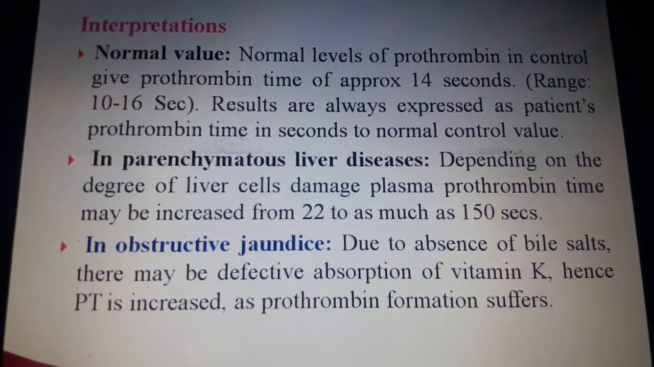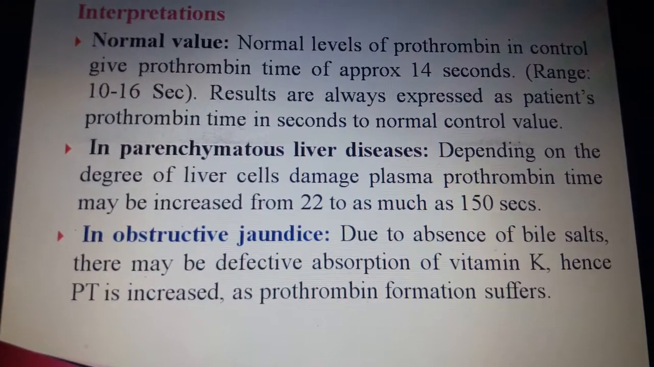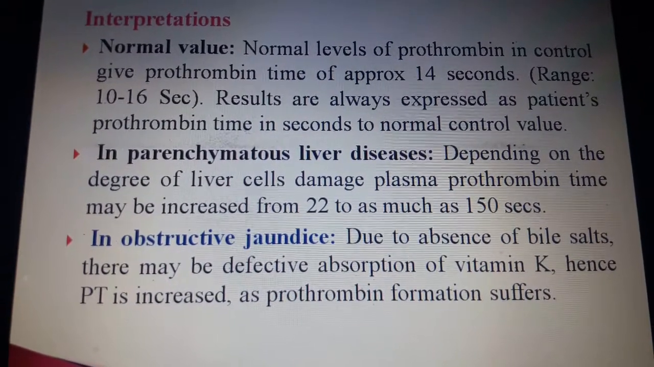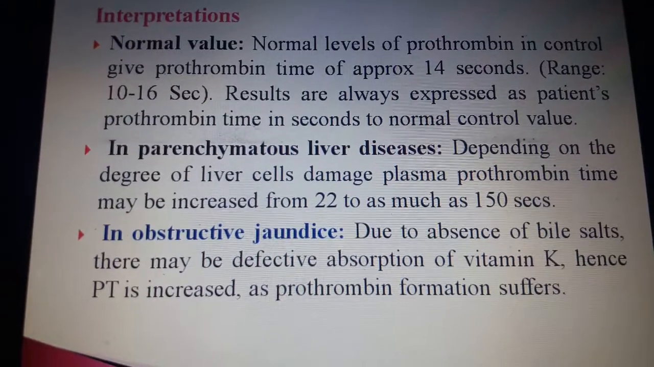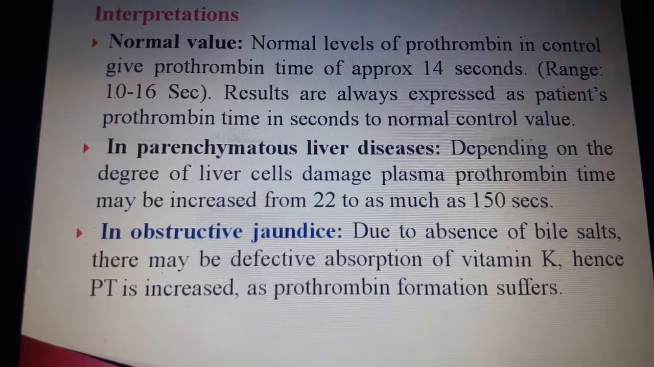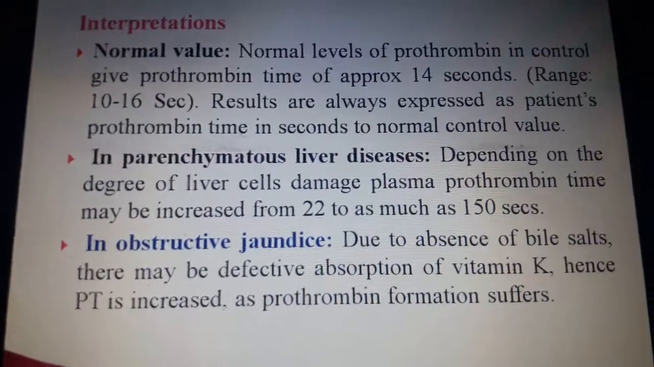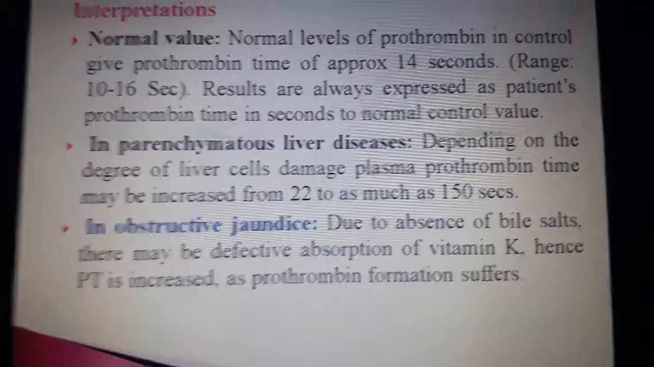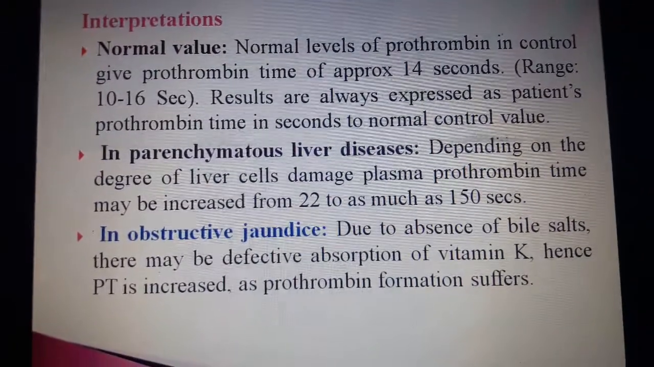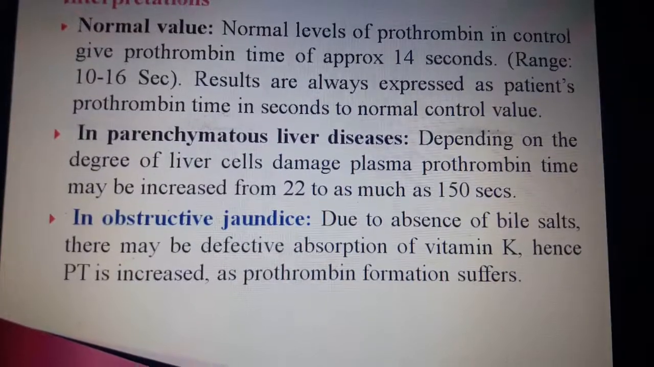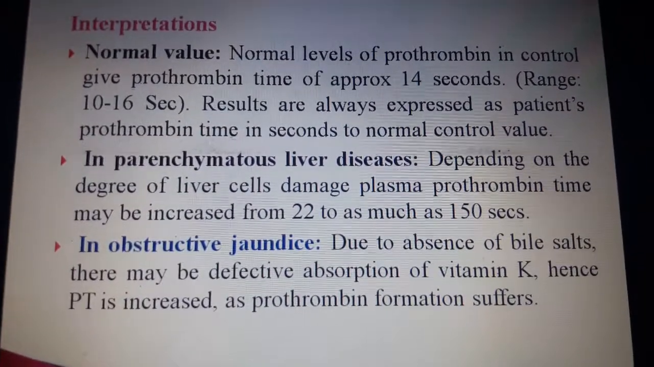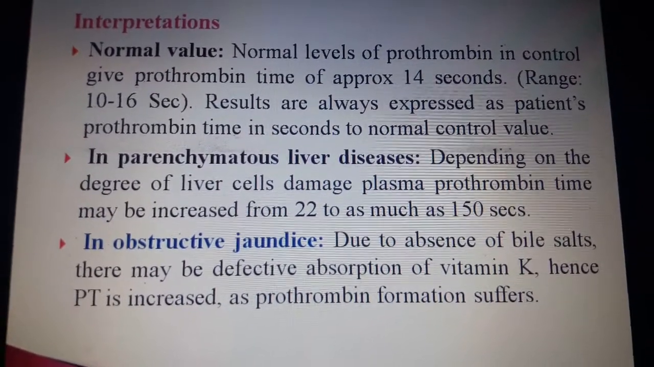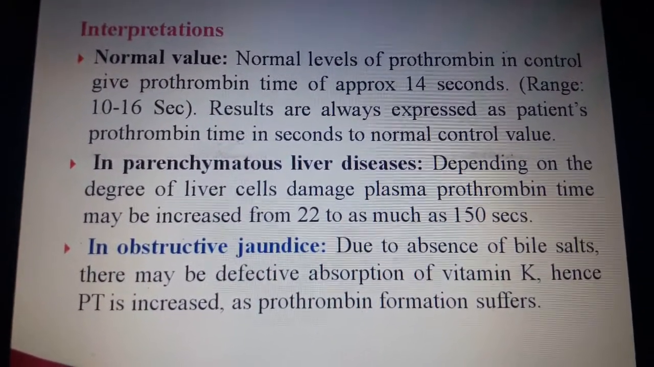Interpretation. Normal levels of prothrombin in control give a prothrombin time of approximately 14 seconds. Results are always expressed as the patient's prothrombin time in seconds to the normal control value. In parenchymatous liver disease, depending on the degree of liver cell damage, plasma prothrombin time may be increased from 20 to as much as 150 seconds. In obstructive jaundice, due to absence of bile salts, there may be defective absorption of vitamin K, hence PT is increased as prothrombin formation suffers.